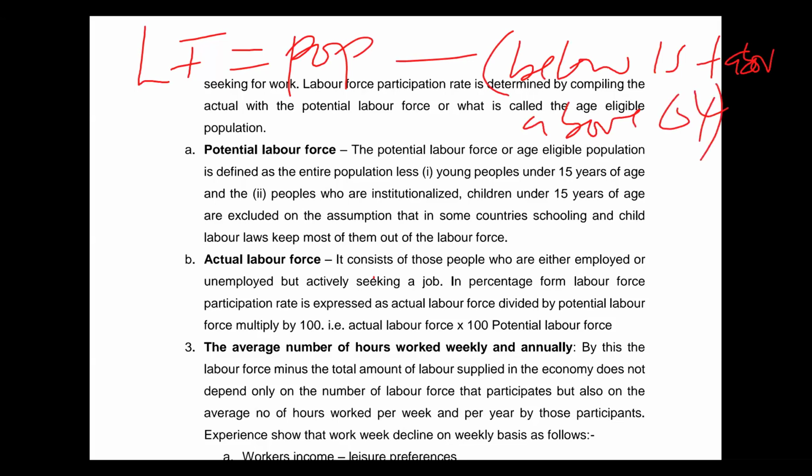Those people are excluded. So we exclude, number one, the people under 15 years of age and the people who are institutionalized, and those people who are above 64. Those people are not part of the labor force. So we remove those people, then you remain with the potential labor force. That's what is known as the potential labor force.